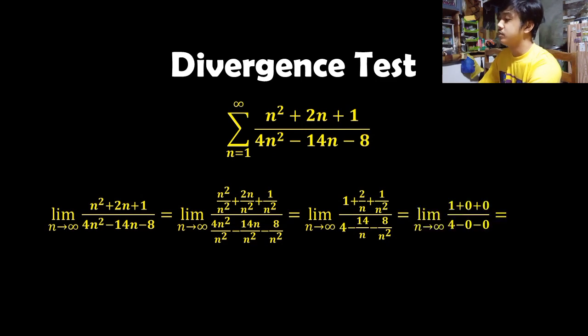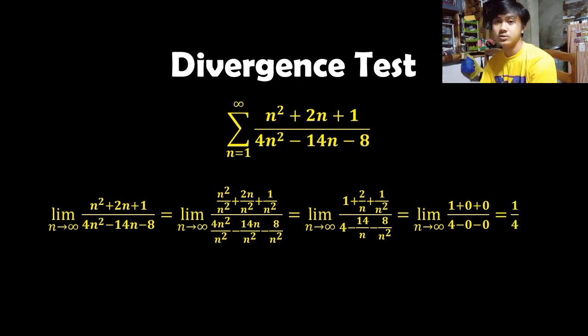So 1 plus 0 over 4 minus 14 over n. Substituting infinity for n, that is also 0, approaching 0. Then minus 8 over n squared also approaches 0. So we cancel the zeros, and our limit is 1 over 4.